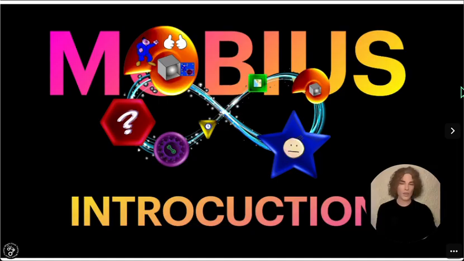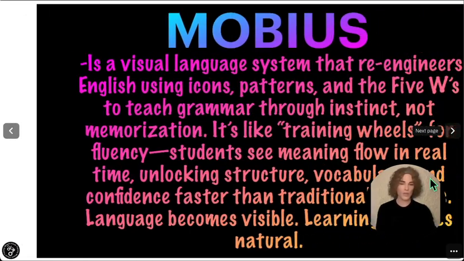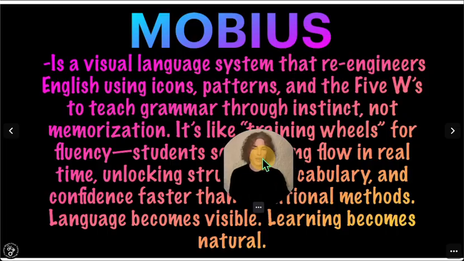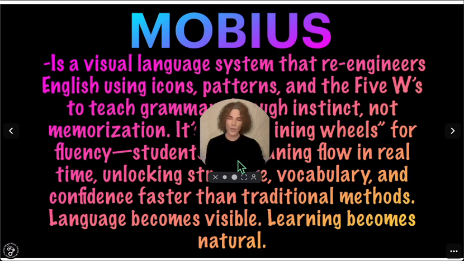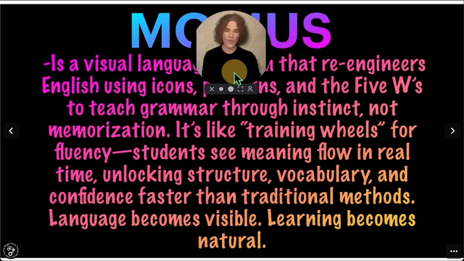Okay, so here we go. Let me keep moving forward. Okay, I'll read this off to you. I'll need to move myself around as I do this. My apologies, but this is just the constraints of technology. So here we go. Mobius is a visual language system that re-engineers English using icons, patterns, and the 5 W's to teach grammar through instinct.